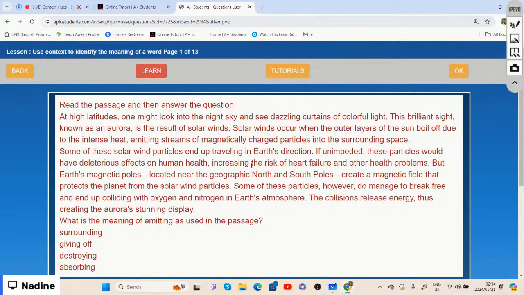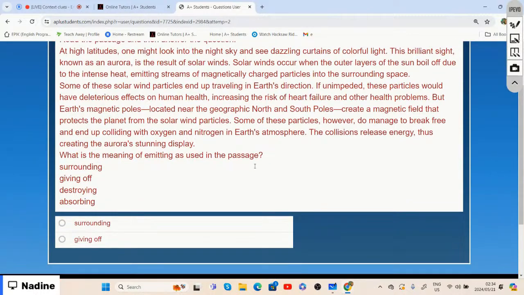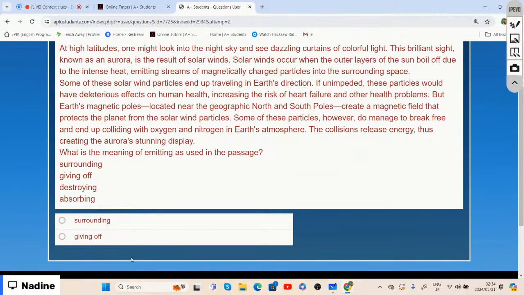So we now need to say what is the meaning of emitting as used in the passage. Is it surrounding, giving off, destroying, or absorbing? So we need to say if it's surrounding or giving off. Emitting streams of magnetically charged particles into the surrounding space. Is it surrounding or is it giving off? We need to choose what emitting means.